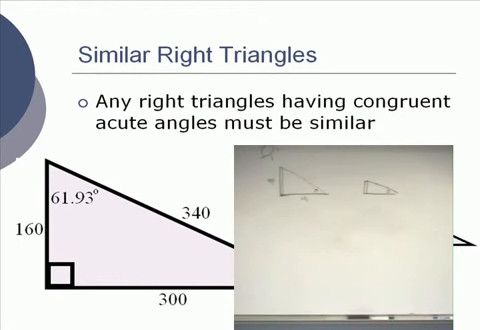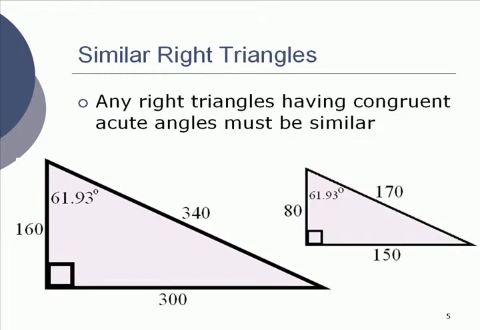Getting back to the topic up here, we know that as long as two right triangles share one acute angle, they've got to be similar. So you can see I've got two similar triangles up there. You can see that the larger one has the same 61.93 degree angle. It's just that all the sides are doubled, twice as big. Now here's what that does for us.